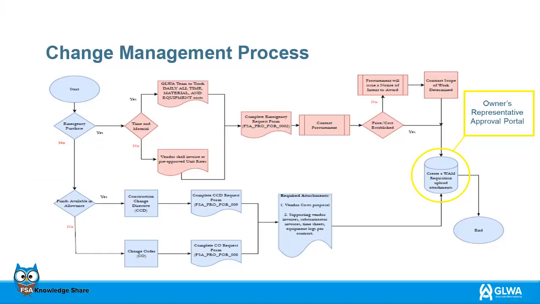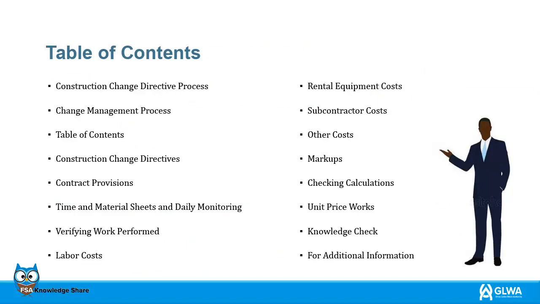In the Change Management Flow Chart, the area highlighted in yellow shows you where your owner's representative will review and authorize the proposed CCD submittal. The table of contents is listed on this slide. However, you can navigate through the table of contents by selecting the bookmarks in the comment area below the video.